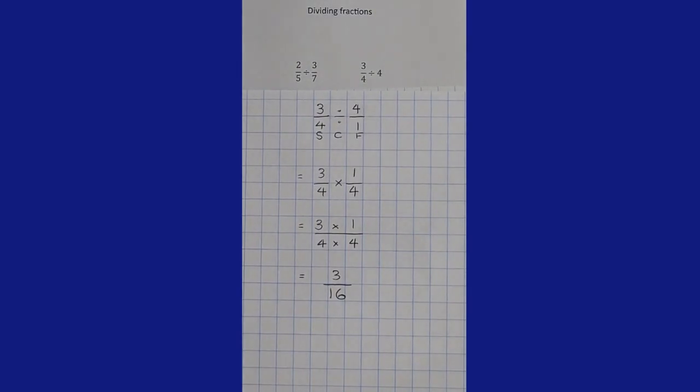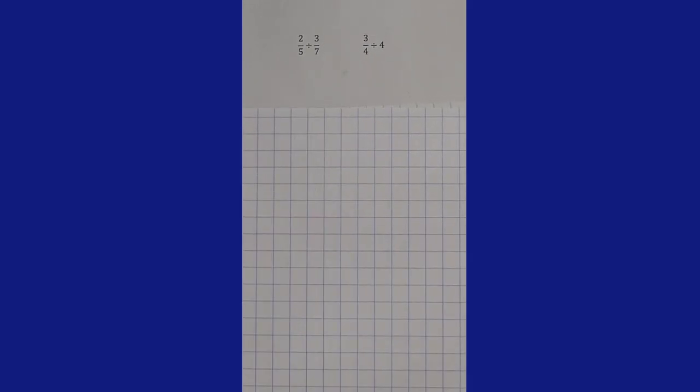3/16. Does it simplify? Well, no, because 16 is not in the 3 times table, and that's as far as I can go. So we're happy. We have simplified those, and we have dealt with the process of dividing fractions. So let's have a little look about upping the difficulty a bit. And by that, I mean involving mixed numbers as well.